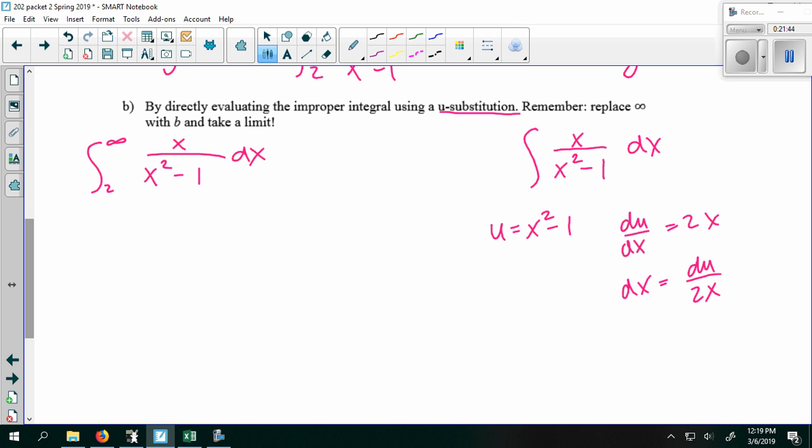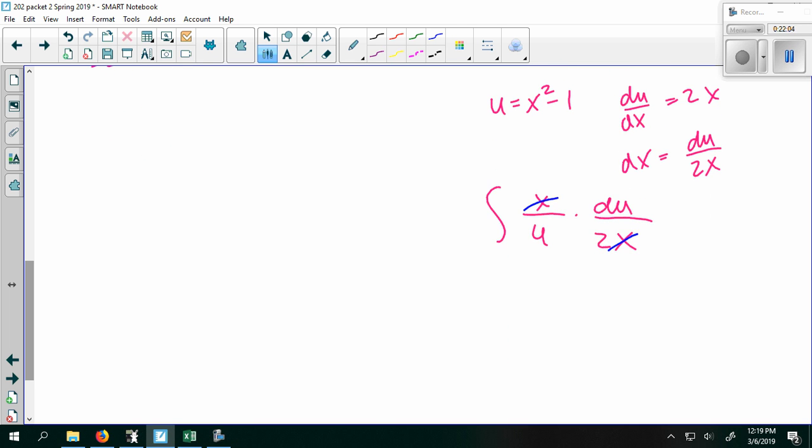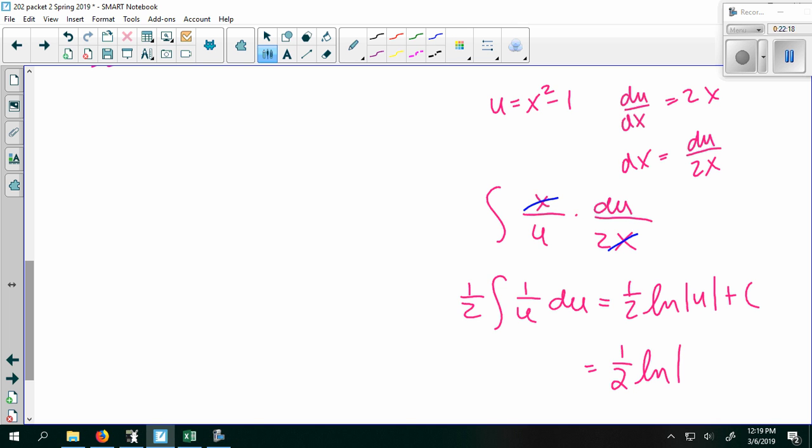And now I'm going to plug everything in. So this becomes the integral of x over u times dx, which is du over 2x, and the x's cancel. So this is the integral of 1/2 times 1 over u du. So I'm going to pull the 1/2 out of the integral. So this becomes 1/2 ln of u plus c. Plug the u back in, 1/2 the ln of x squared minus 1 plus c. Okay, so that's my antiderivative.